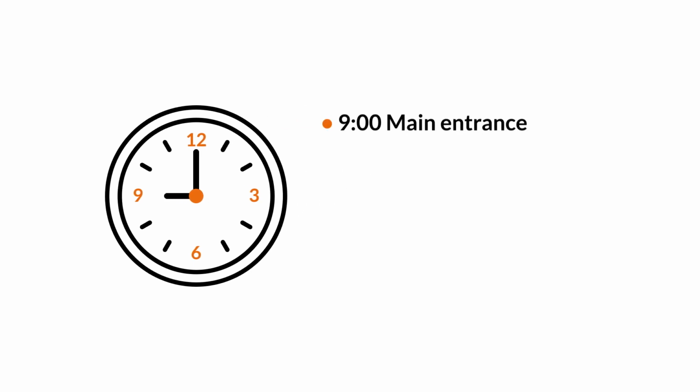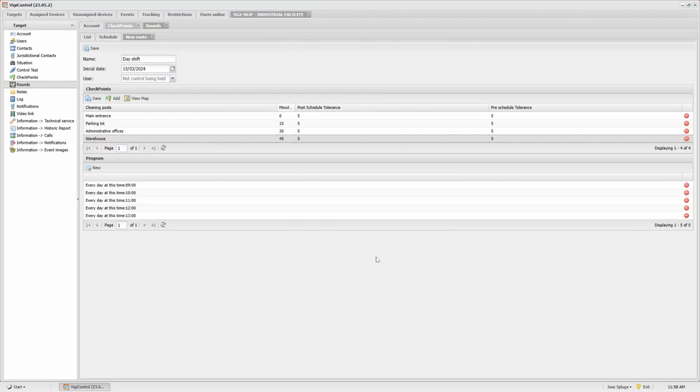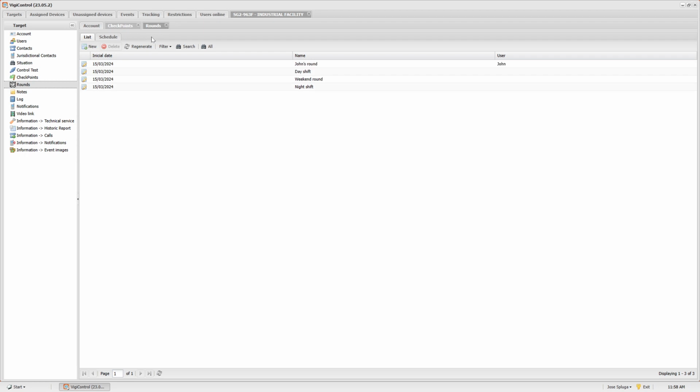This means at 9 o'clock, the guard should be at the main entrance, at 9:15 in the parking area, at 9:30 at the administrative offices, and finally at 9:45 at the warehouse. This cycle repeats each hour. This round can be executed by any guard logged into this target. If desired, you can create distinct rounds for different guards.